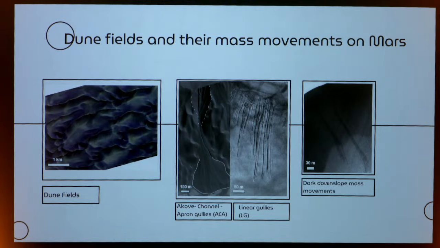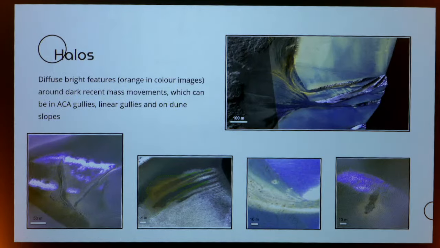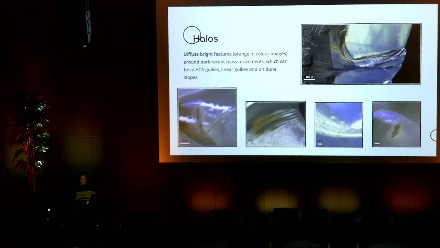These are the dunes that she was looking at in the southern hemisphere. This is what she was examining, and she wasn't necessarily paying attention to these features themselves. What she was actually looking for was these halos. So these orange in color images, you get these, after a recent mass movement, you get these orange sort of halos around the dark movement on the dune, and they can appear around flows that occur within the gullies, flows that occur within the linear gullies, and flows that don't occur within either linear gullies or gullies that are just on a sand dune slope on their own and form these sort of dark downslope mass movements.